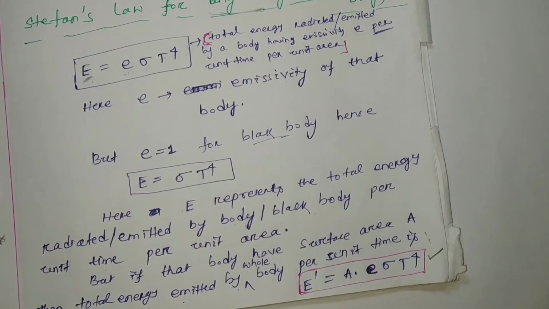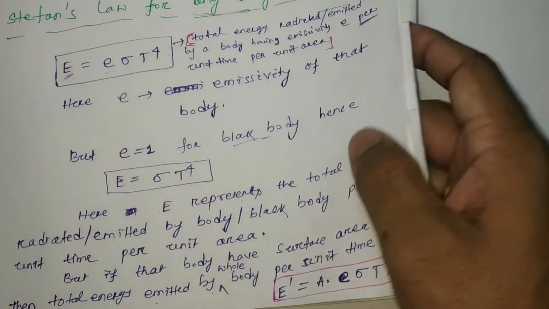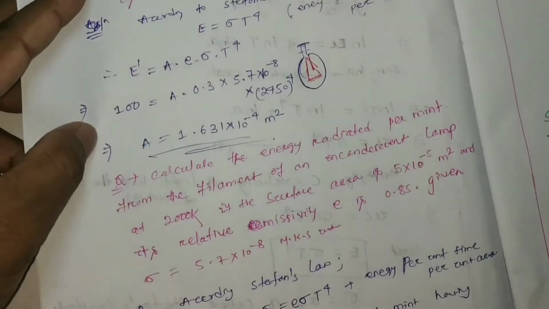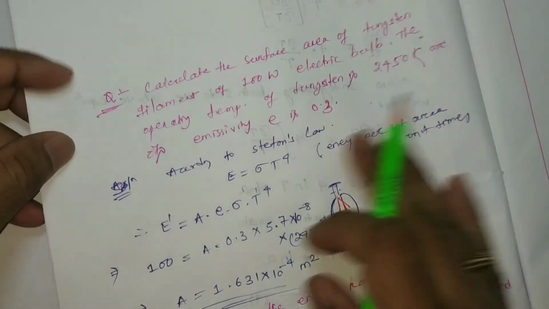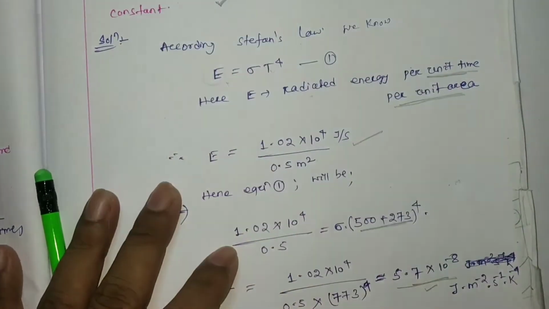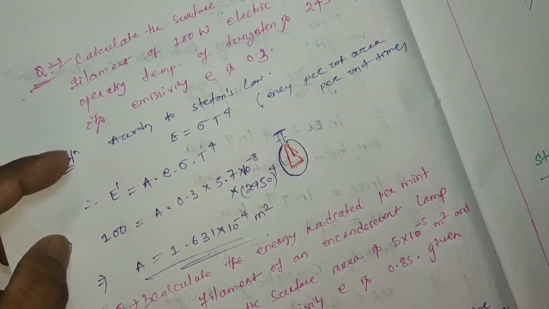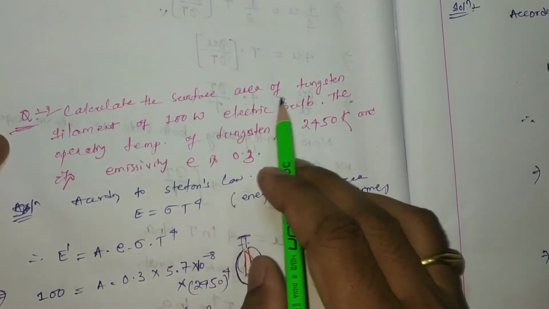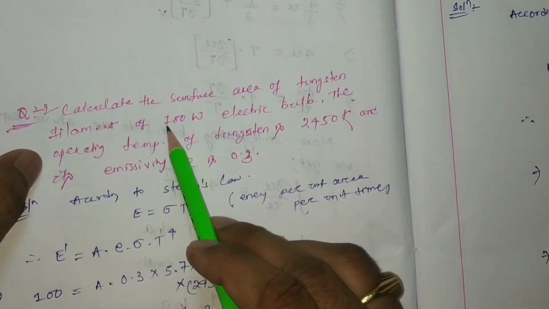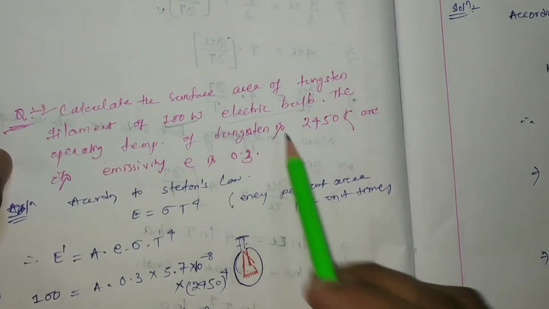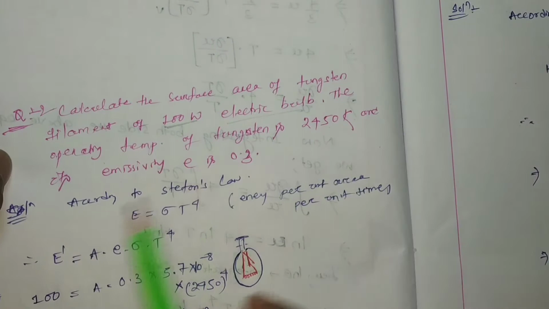Okay. Now by using this expression we are going to solve two simple numericals, and you have to just write down these things whatever we are discussing in your note. So this is the first question, and the second question. The first question we have already discussed. Let this be your first question, this your second, and this your third. In your second question, calculate the surface area of the tungsten filament of a 100-watt electric bulb, the operating temperature of the tungsten is 2450 Kelvin and emissivity is 0.3.